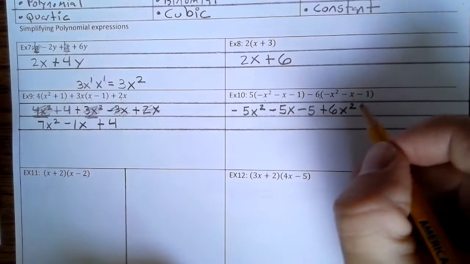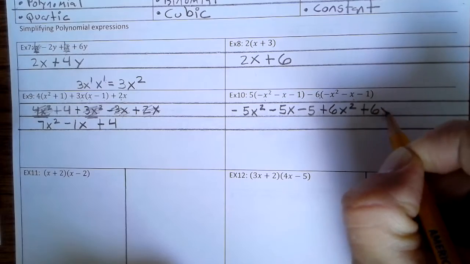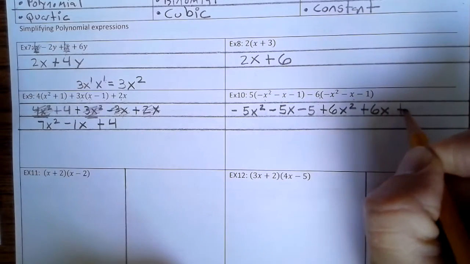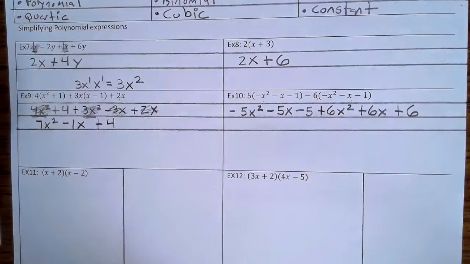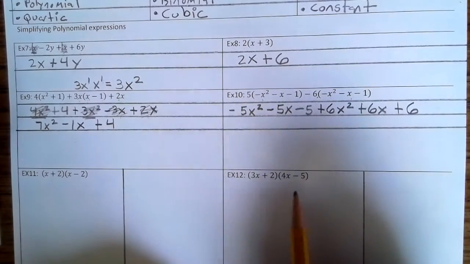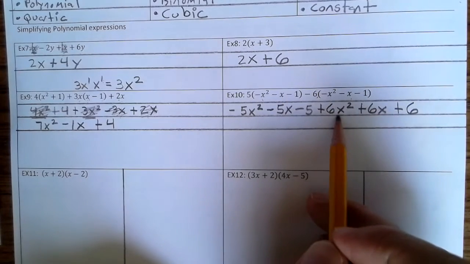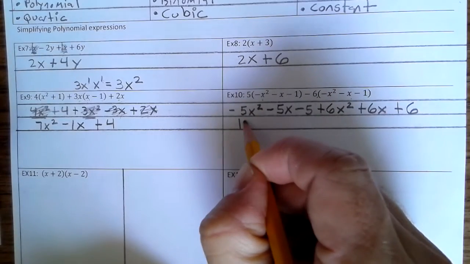Negative 6 times a negative 1x is a positive 6x. And then negative 6 times negative 1 is a positive 6. Okay. Now we're going to combine like terms. We start with the x squared first. So negative 5x squared and 6x squared combine to be 1x squared.